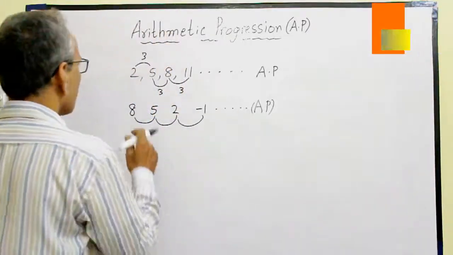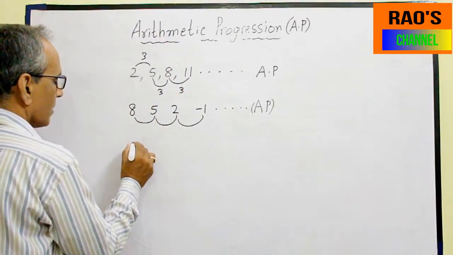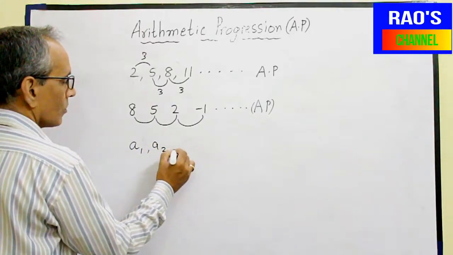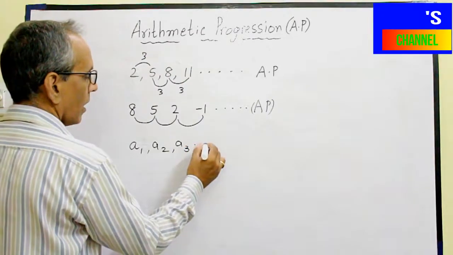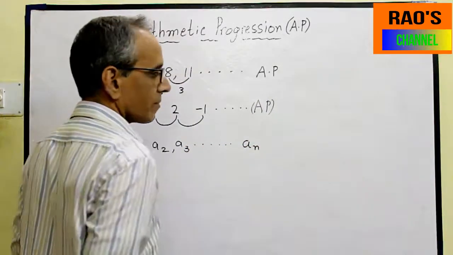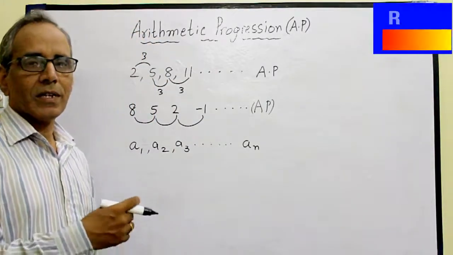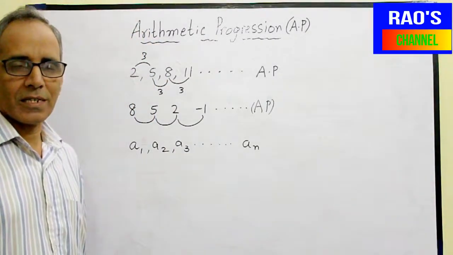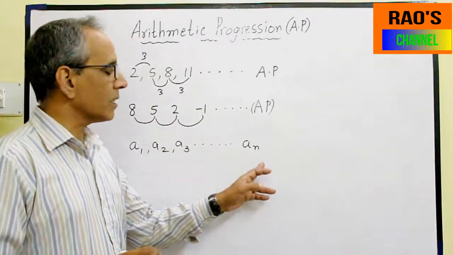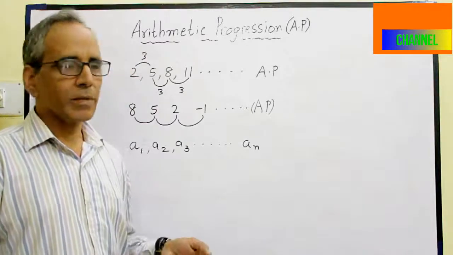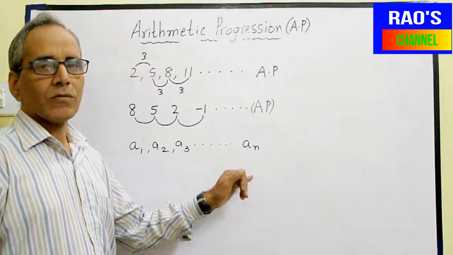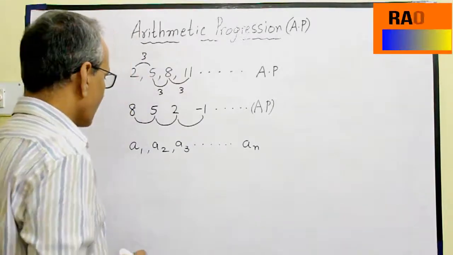In this series, if I say the first term is A1, A2, A3 and so on, the last term, the imaginary term, is n. So nth term is always the last term or the required term. Suppose if I want 8th term, I call it a8. If I want 20th term, I call it a20. So nth term is the common name for our required choice.